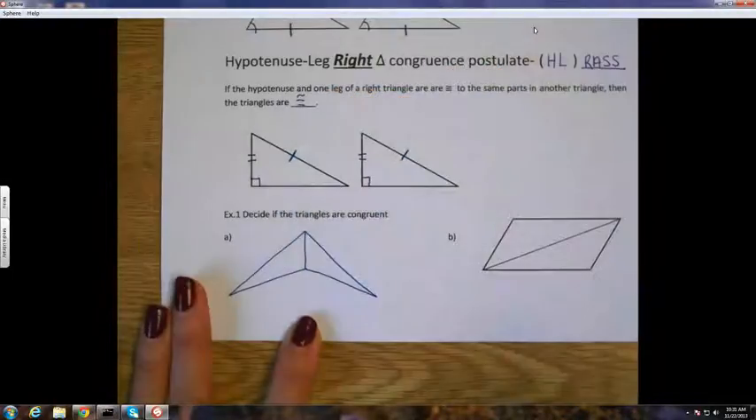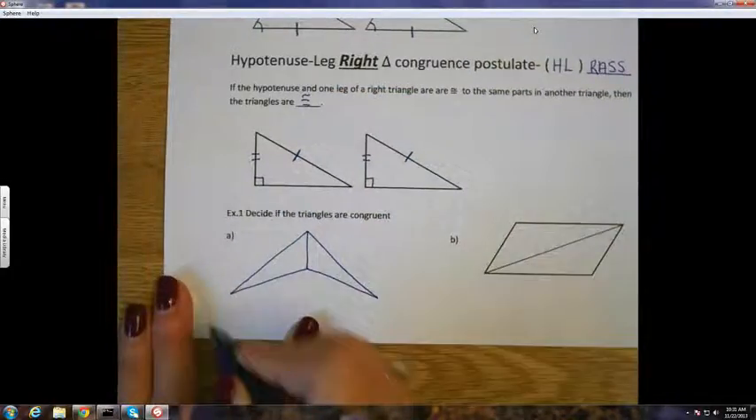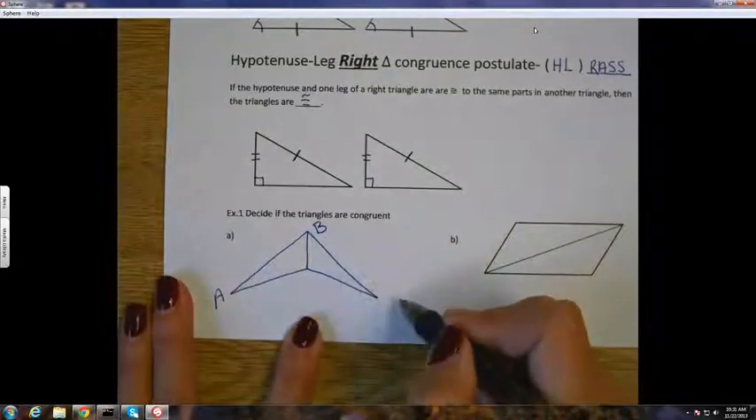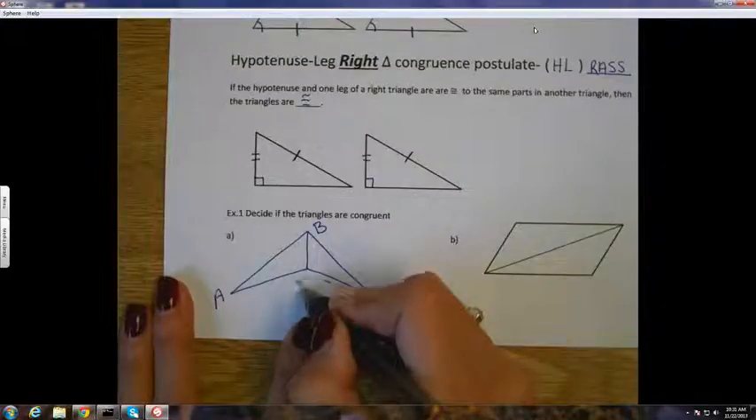Okay, there's our two triangles. Let's go A, S, B, S, C, D.